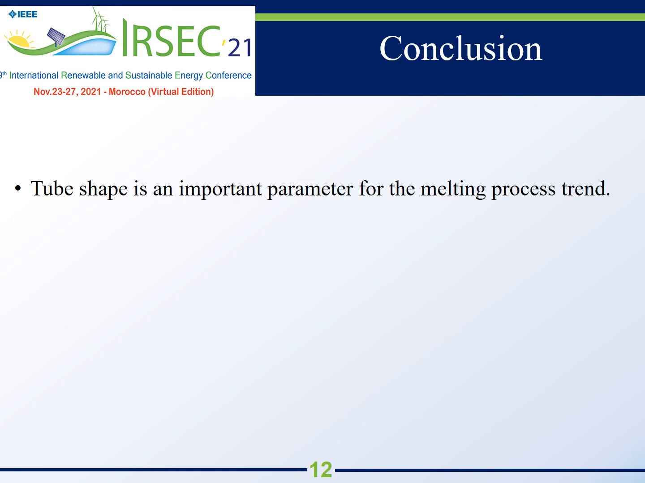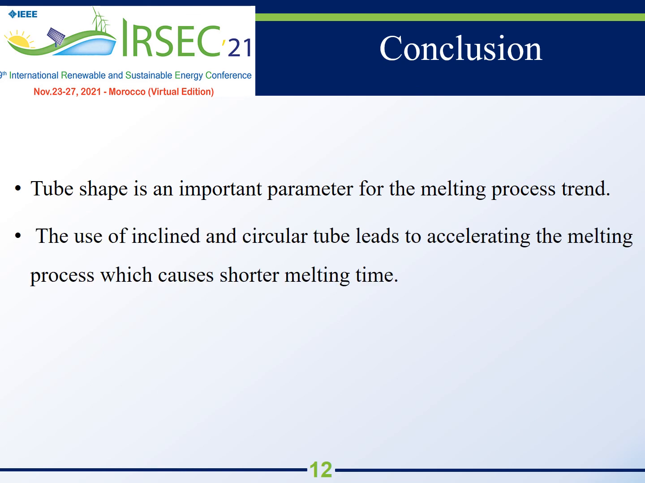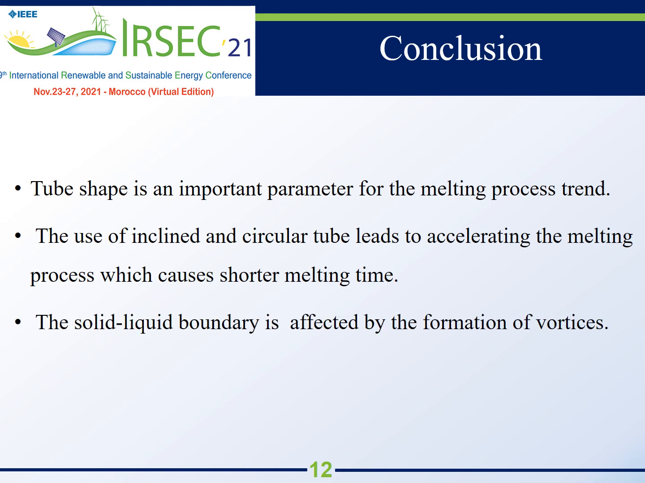The following are some conclusions drawn from the obtained results. The shape is an important parameter for the melting process trend. The use of an inclined or circular tube accelerates the melting process, which causes a shorter melting time. And the solid-liquid boundary is affected by the formation of vortices.